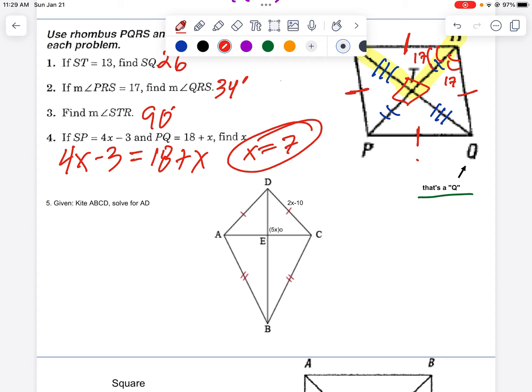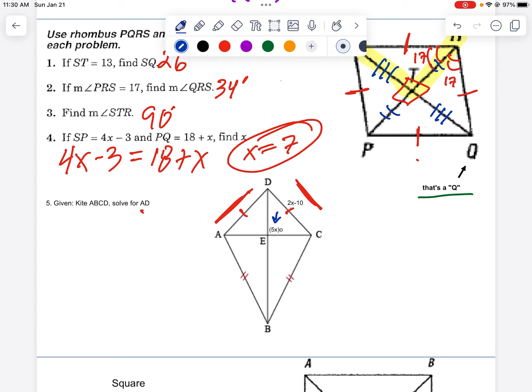Okay, there's a couple things here you need for the kite. First of all, it says, given this kite, solve for AD. Well, I don't have anything here for AD, but I know that AD is the same as CD. The 2 disjoint sides, they're congruent. You can also tell by their markings. But look, all I have is a 2x minus 10. Well, I can't set 2x minus 10 equal to 2x minus 10, and I would just get 0 equals 0, and I wouldn't have a value for x. But I have to notice this little 5x that's just in there.